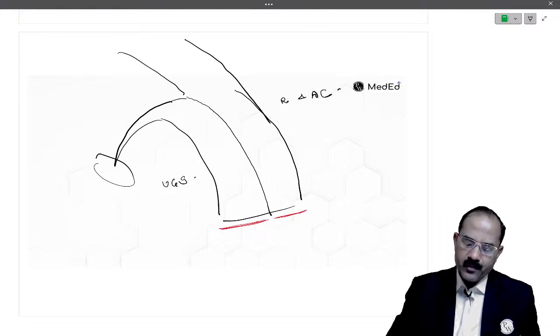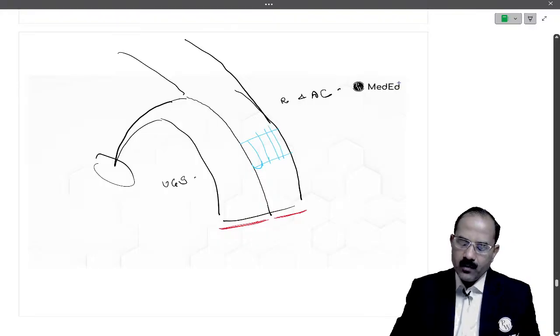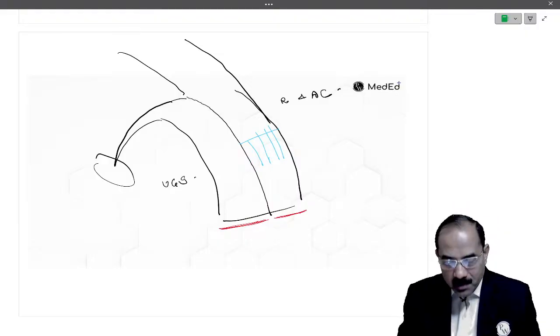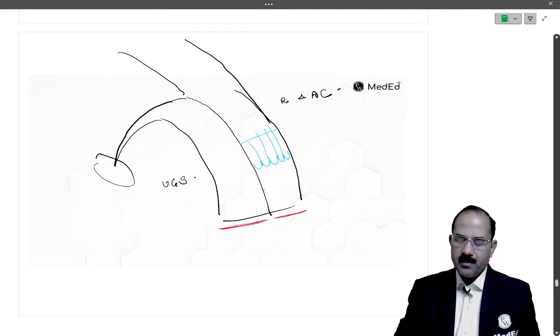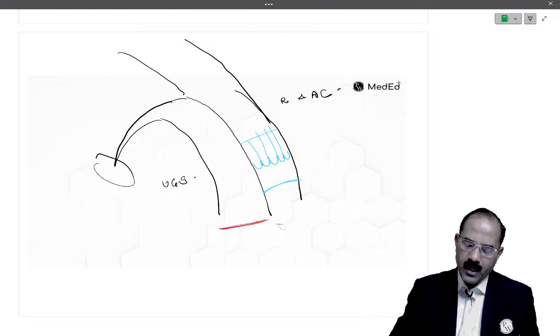In the upper 15 millimeters of the anal canal, we get such columns here. What are these columns known as? Anal columns. The lower end of the anal columns, if you join them, you get a line which is known as the dentate line or the pectinate line. The middle 15 millimeters of the anal canal, there's nothing specific here. The lower 8 millimeters of the anal canal is formed by invagination of the ectoderm.